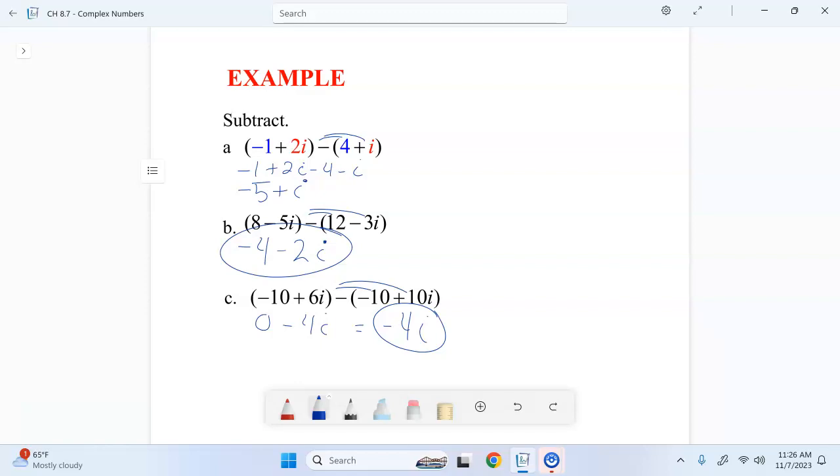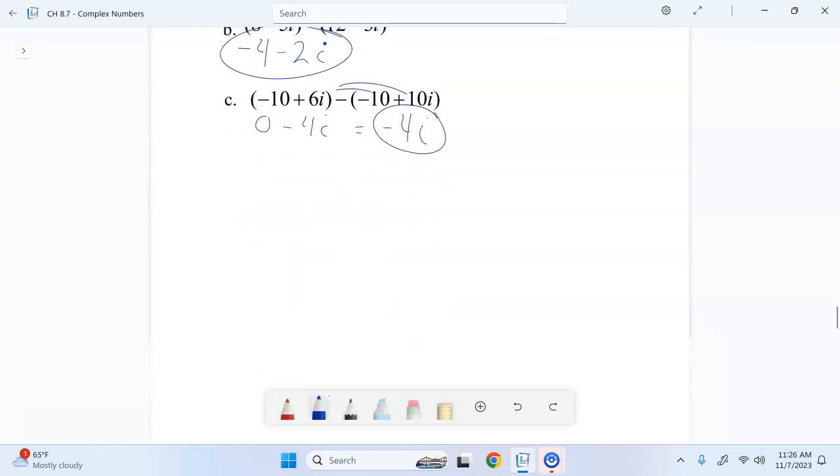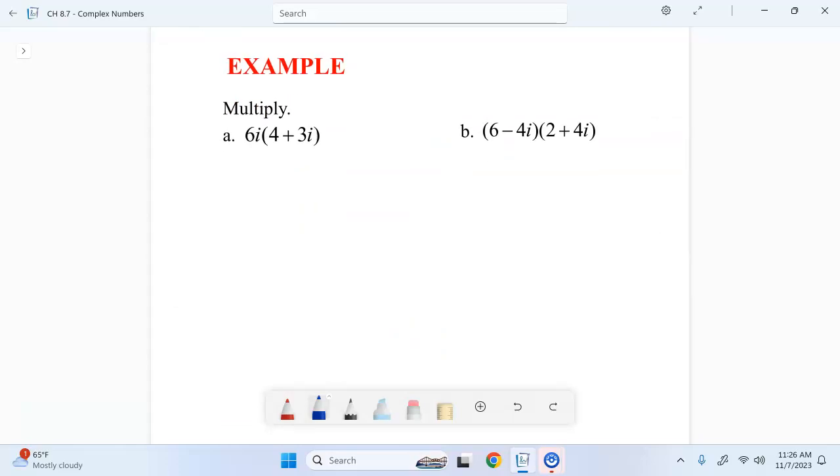Multiplying polynomials, same as multiplying complex numbers. You've got distributive property. What am I going to do with that 6i? That's 3i. So what is 6i times 4? 24i, and then 6i times 3i. 18i squared. Now what? Yes, i squared turns into negative 1, which turns this into negative 18.